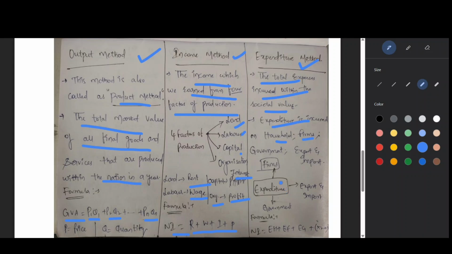The different parts of expenditure include expenditure on firms, expenditure on government, and expenditure on export and import. As we export something and we import something, there will be some type of expenditure that will be calculated in the expenditure method. Expenditure on government includes paying taxes to the government. That value will be considered also in the expenditure method. Expenditure on household means whatever the expenditure we are spending for our household items will come under expenditure on household.